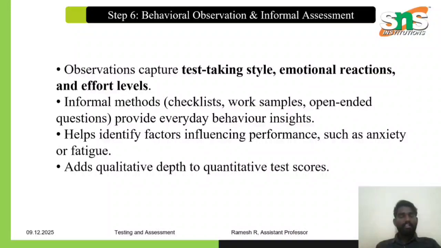Step 6. Behavioral observation and informal assessment. Apart from formal testing, the psychologist observes the client's behavior, emotional reactions, interaction styles, and uses informal techniques such as checklists, samples of work, and open-ended questions. These help us to provide additional insight into the client's everyday life, and this method helps us to explain the test results and reveal factors like anxiety, fatigue, and lack of effort during the assessment and in the sessions.